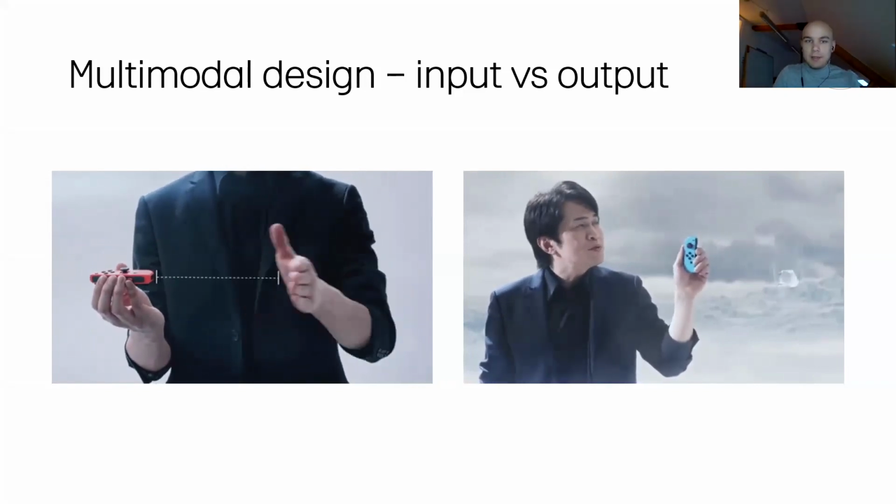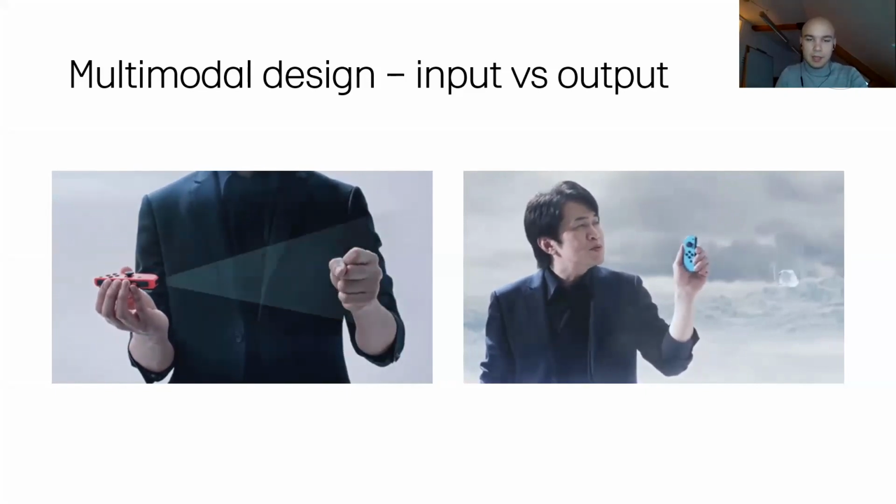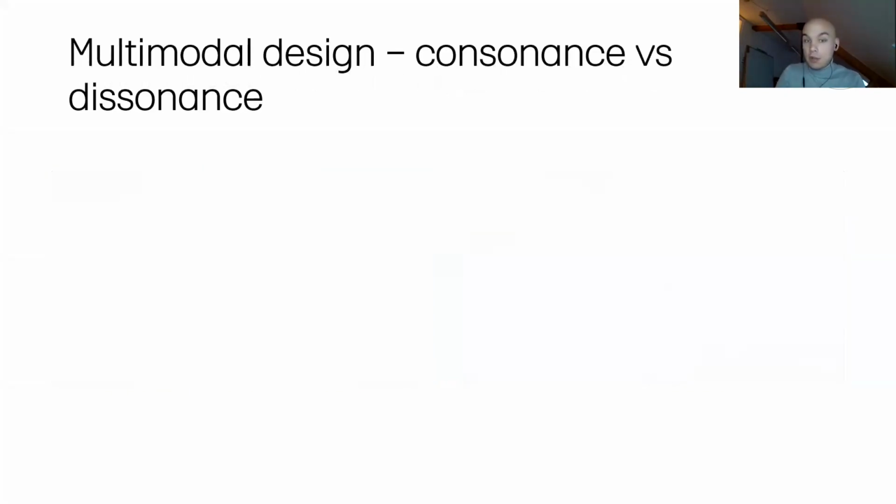So that's one way to think about multimodalities, between the differences between input and output. Another way is to think about consonance versus dissonance. And consonance basically just means the integration of various modes towards a specific message that the designer or the creator of the communication is trying to convey.